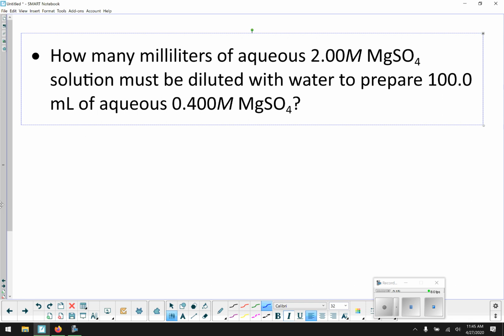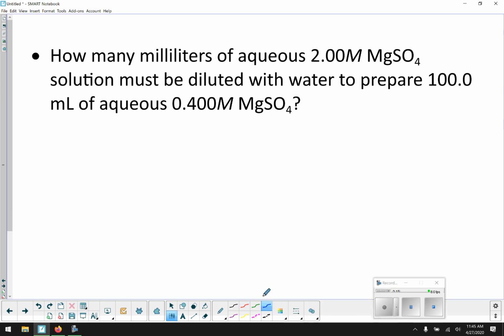So let's say we have a 2 molar magnesium sulfate solution, and we need to dilute it to prepare 100 milliliters of aqueous 0.4 molar magnesium sulfide, or magnesium sulfate, excuse me. So all we need to know is this is molarity 1. We're looking for the first volume, how much we need to dilute. This is volume 2, and this is molarity 2. By the way, volume in this case can be either in milliliters or liters. As long as both sides are the same thing, it doesn't matter because they'll cancel out.